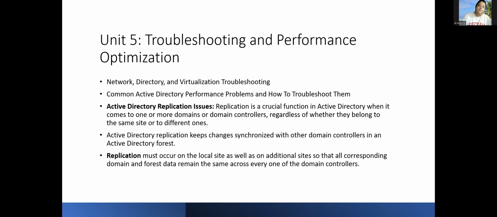So here are the common problems and how to troubleshoot them. I mentioned it briefly, how to fix them. It's not exactly cut and dry with this stuff sometimes. Replication. So it replicates itself. It's a crucial function in Active Directory when it comes to one or more domains or domain controllers, regardless of whether they belong to the same site or to different ones. Active Directory replication keeps changes synchronized with other domain controllers in the Active Directory forest. So how would you fix that? You would have to roll back to an earlier version before a change is made. That's essentially it for that. Because you don't want to burn your Active Directory and rebuild it all the way from the ground up. That would take forever and it's expensive.